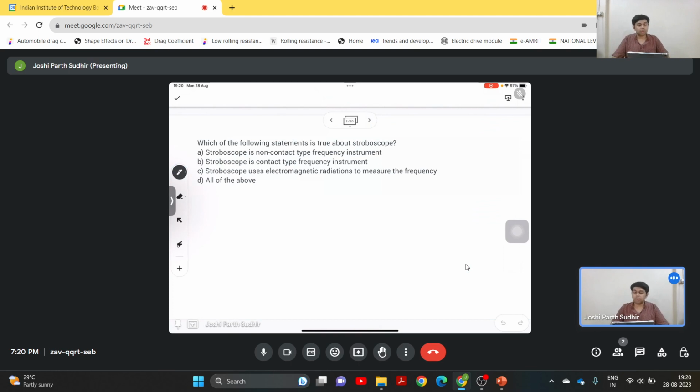So the next question is which of the following statements is true about stroboscope? A stroboscope is a frequency measurement instrument. Generally it is used for measuring the RPM of some rotating bodies. If we want to measure the speed of rotation of a shaft using a non-contact method, then stroboscope is one of the useful methods for that.